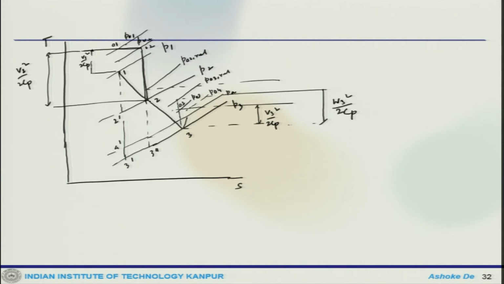This is W2 square by 2 Cp. So, these are the things, and the velocity triangle if we draw, this is how we can draw it.